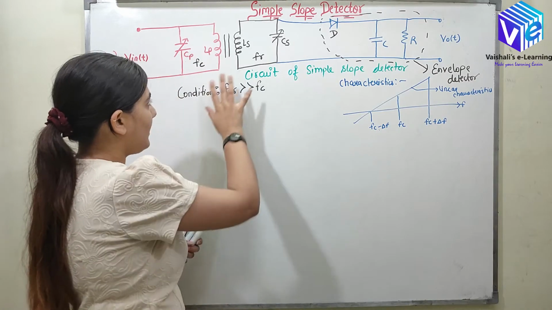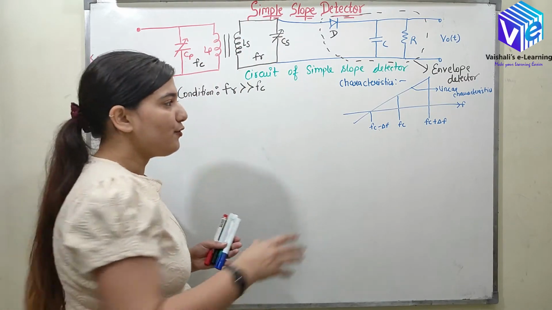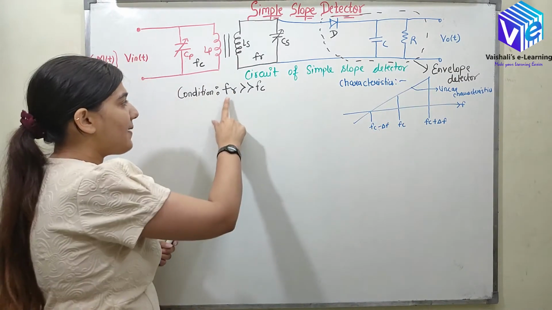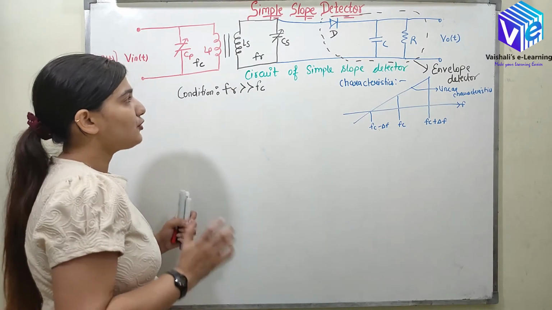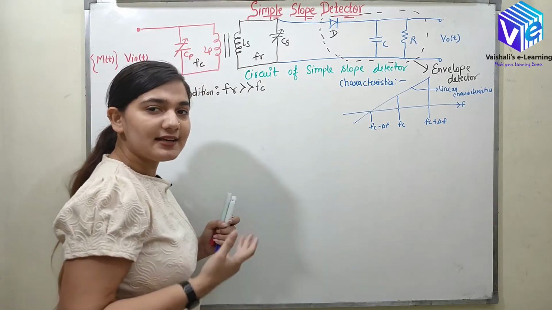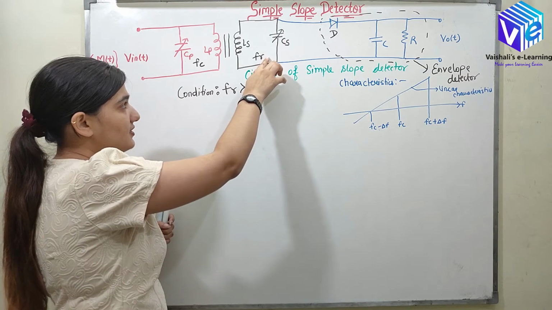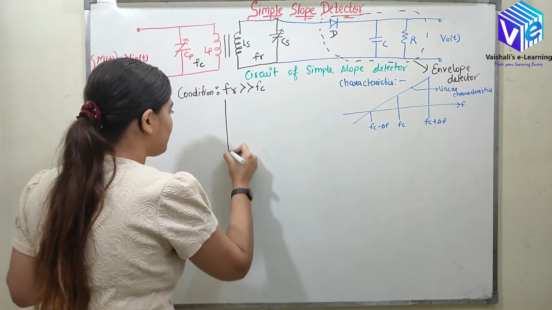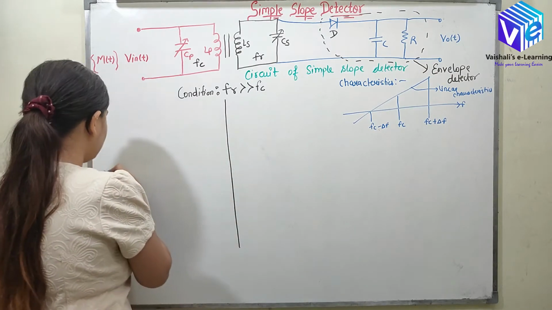Now with the help of the tank circuit, I will try to approximate this linear characteristic. I am taking f_r to be much higher than f_c. Now we'll see how it is converting my signal into the linear characteristic. If I talk about this resonant frequency, and if I draw the gain frequency graph, the gain frequency graph would be looking like this.